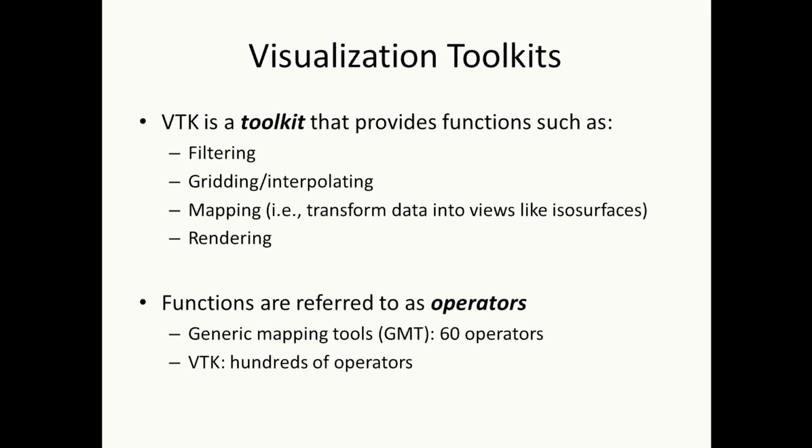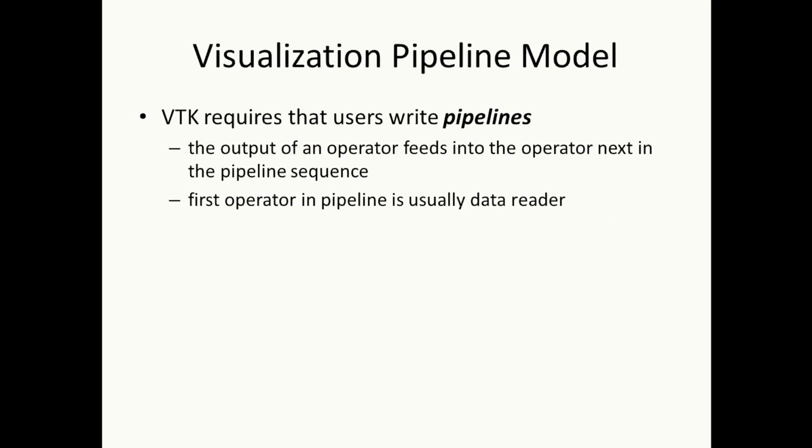The number of operators supported by toolkits varies greatly. For example, Generic Mapping Tools, GMT, a visualization toolkit, contains over 60 operators, while VTK contains hundreds of operators. VTK requires that users write what are known as pipelines. These pipelines are analogous to Unix pipes, in which the output of an operator feeds into the next operator in the pipeline sequence. The first operator in visualization pipelines is usually some sort of data reader.